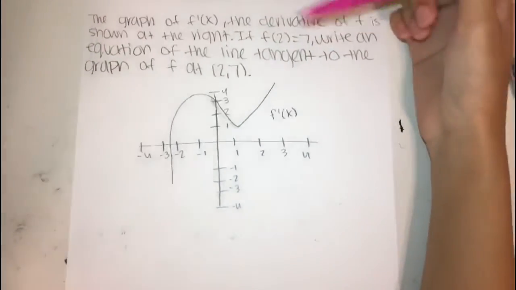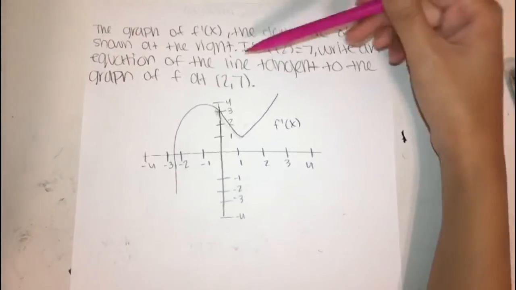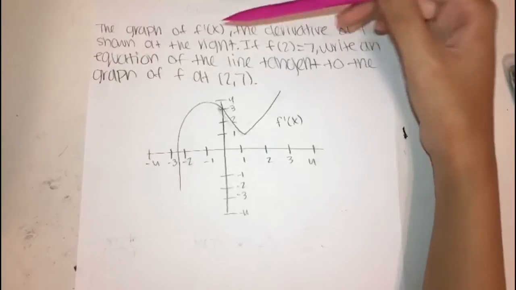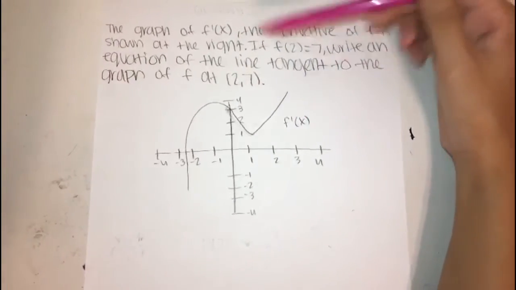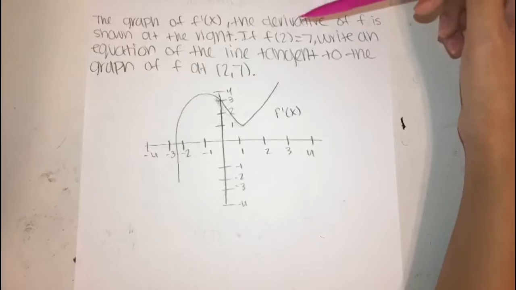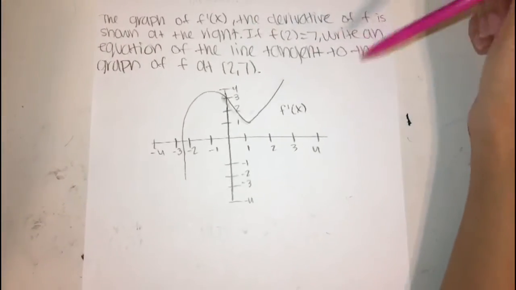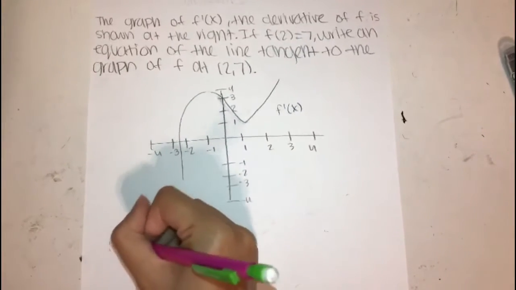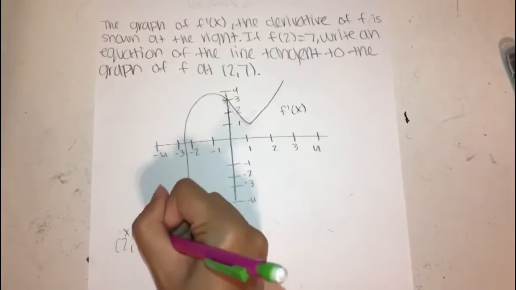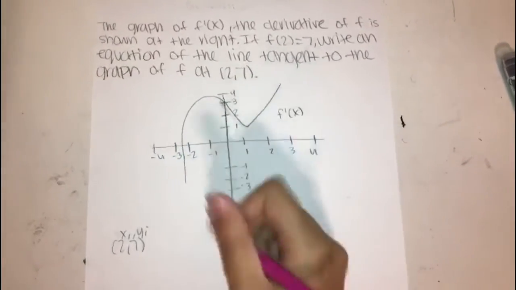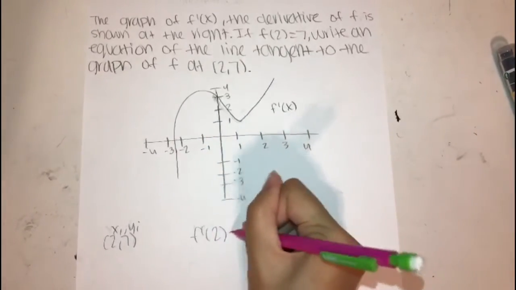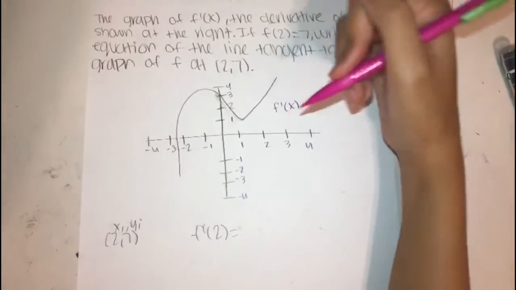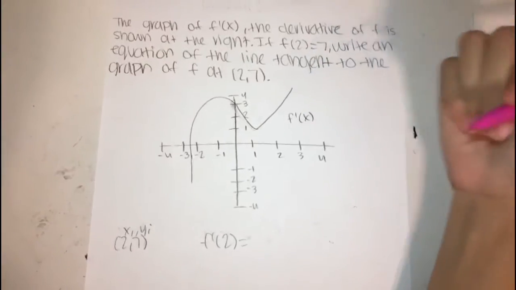So this problem says the graph of f prime, the derivative of f, is shown at the right, so it will be right here. If f of 2 equals 7, write an equation of the line tangent to the graph of f at 2 and 7. So if you think about it, 2 and 7 is x1 and y1. So f prime of 2 is basically, let's look at the graph. What is f prime of 2? Let's think about that.